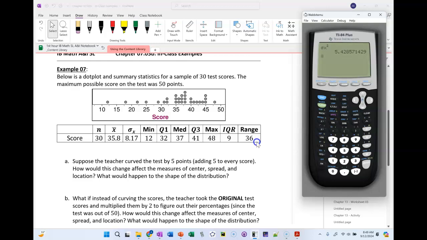Stays the same. Because if you subtract the big minus the little, if they both went up 5, it's going to stay the same, right? Good. What's going to happen to the shape? Stays the same. How about the location? Move to the right, because everything went up by 5. Cool?